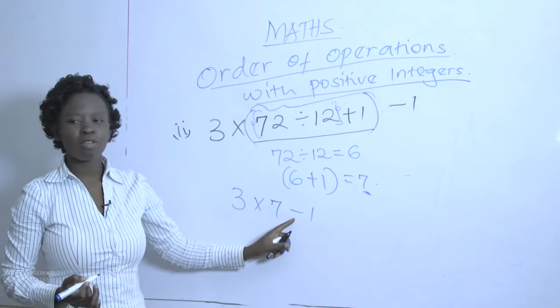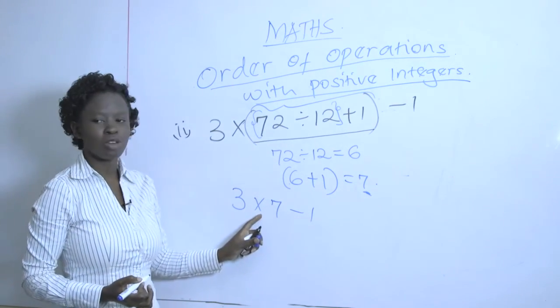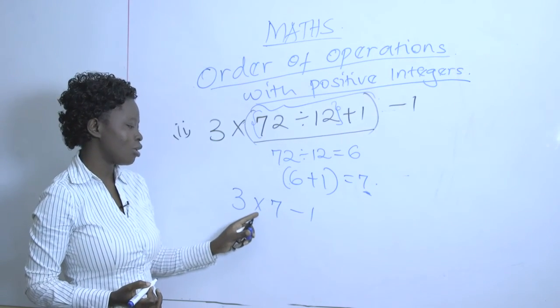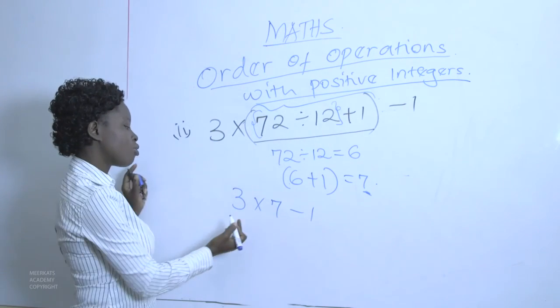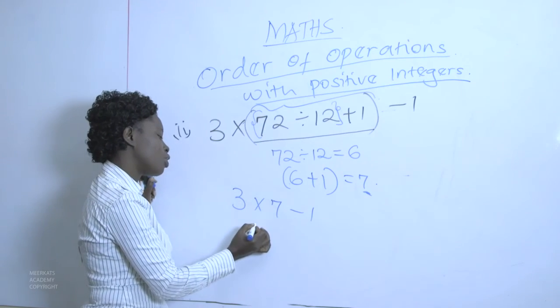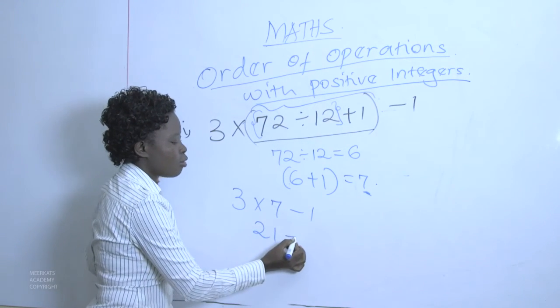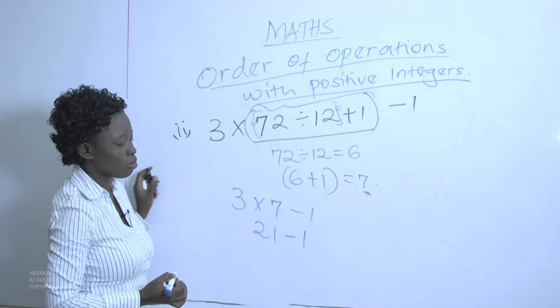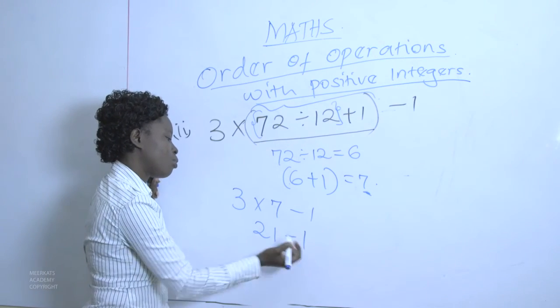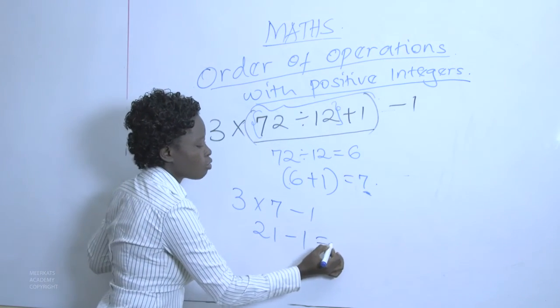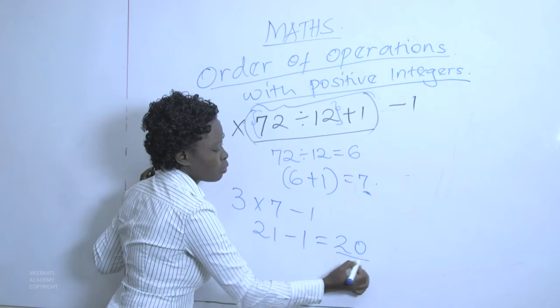So we cannot work out subtraction before we work out multiplication. So the next operation we are going to carry out is multiplication. So we have 3 times 7, which gives us 21. Then finally we carry out subtraction, which will be 21 minus 1, which gives us 20.